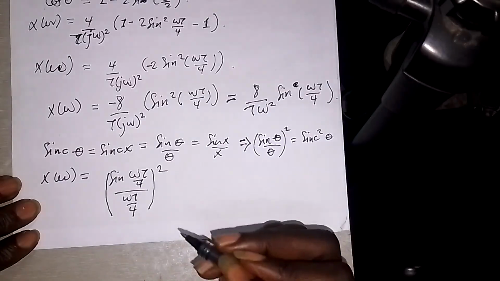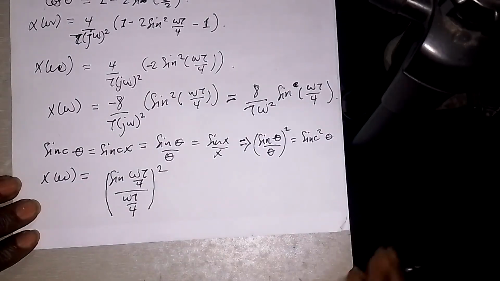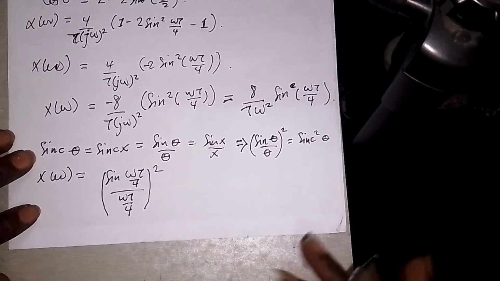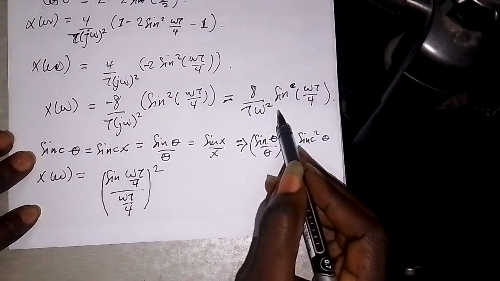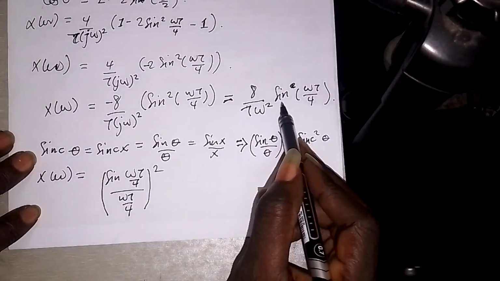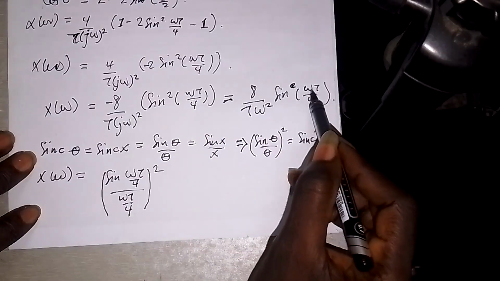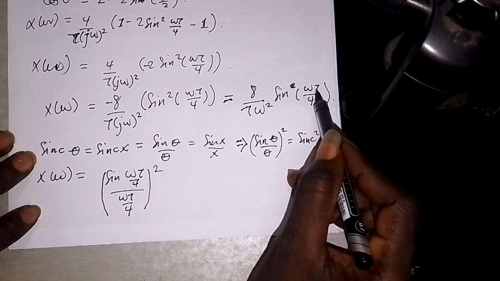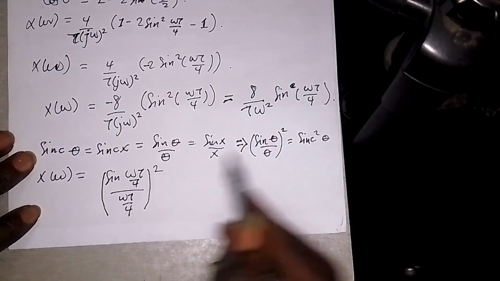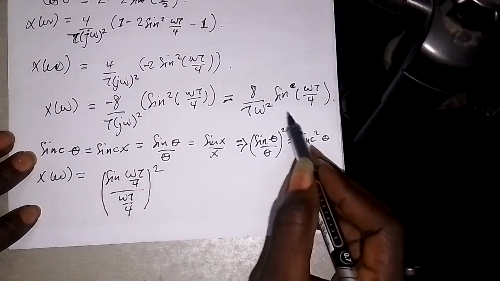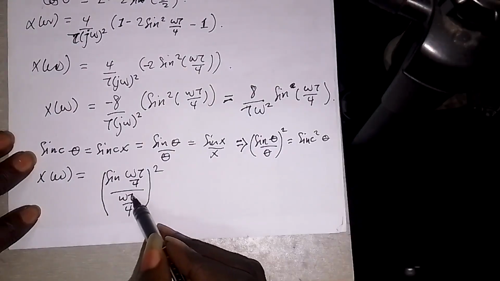Squared. All of this one being squared. Now, one thing I have to do is that whenever you are writing this, you must make sure that it does not change the original equation. So this omega tau on 4 is what I have here, omega tau on 4. Now, you see that I have brought another omega tau on 4 here. Where did I get this omega tau on 4?